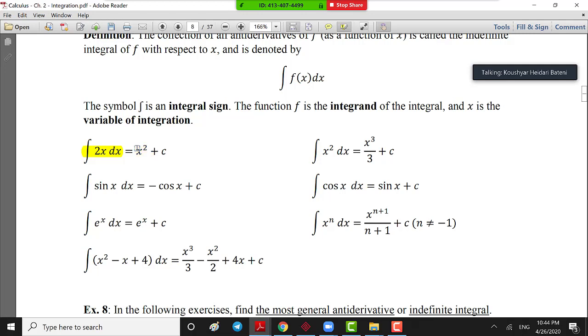In the same way, the indefinite integral of x^2 would be, according to the power rule, x^3 over 3 plus c. The indefinite integral of sine of x would be minus cosine of x plus c. The indefinite integral of cosine of x would be sine of x plus c. The indefinite integral of e to the x would be e to the x plus c. Now, the indefinite integral of x to the n, where n is not equal to minus 1, according to the power rule that we had for antiderivatives, would be x to the n plus 1 over n plus 1 plus c.